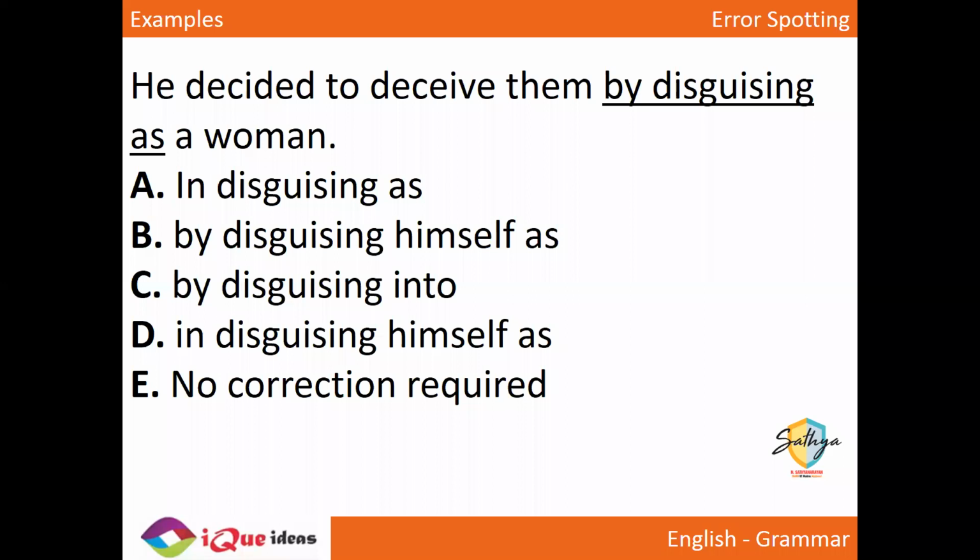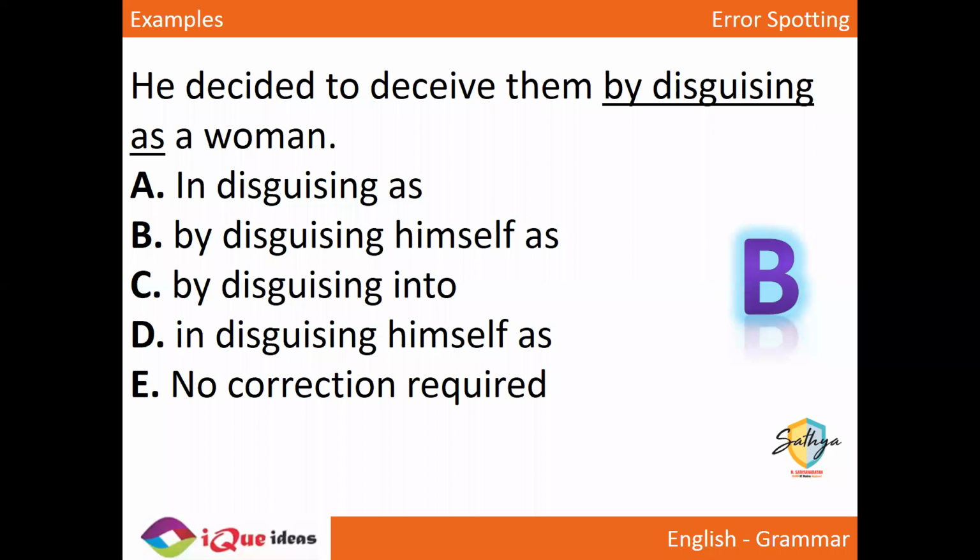When you say disguising as, it actually is incomplete because you have to specify who is being disguised. So he decided to deceive them by disguising himself as a woman, right? So it is necessary to say who is being disguised. You don't disguise into a woman, you disguise as a woman, but you disguise what? So he's disguising himself as a woman. So option B is the best possible answer.